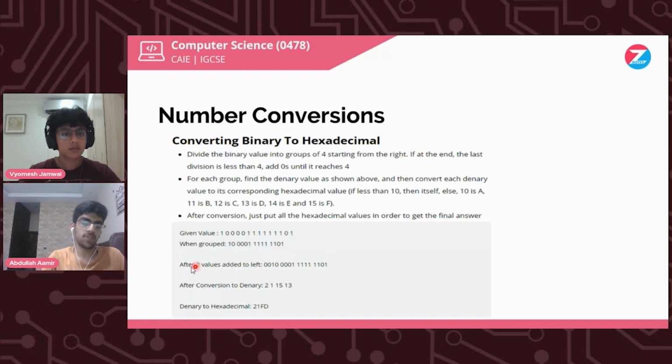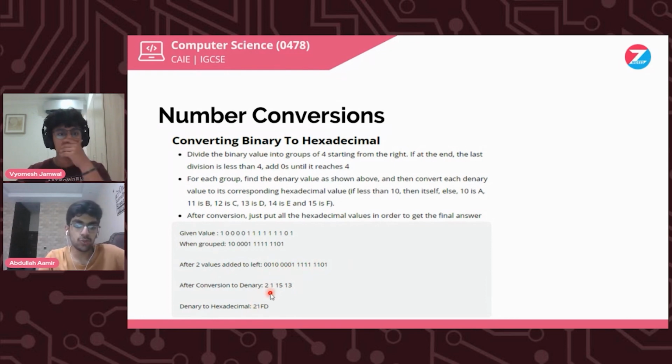Now, the same way we've just learned to convert binary to denary, we can convert these values to denary: 2, 1, 15, and 13. Make sure these values stay separate from each other. 2 is different, 1 is different, 15 is different, 13 is different. And this is not the denary conversion of the whole binary value. This is a conversion of each of these nibbles separately.